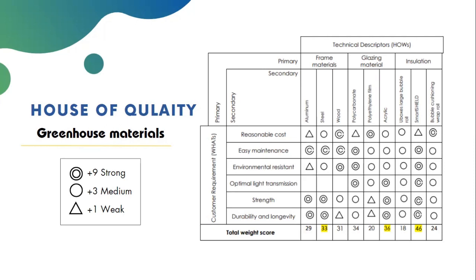And the second thing is the glazing material. We also have three things to choose from, but the highest score is acrylic, with 36. And the last thing is insulation. We compared these three and found that the smart seal has the higher score. So for the conclusion on the materials for the greenhouse, for the frame material we will choose steel, for glazing we will choose acrylic, and for insulation we will choose the smart seal. So next.